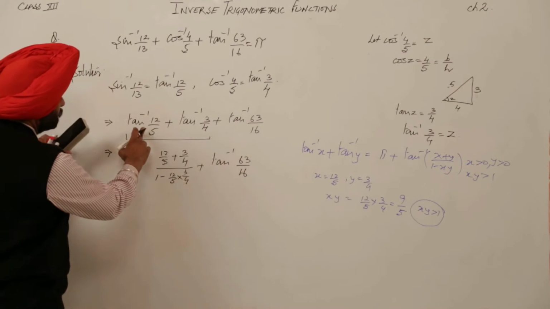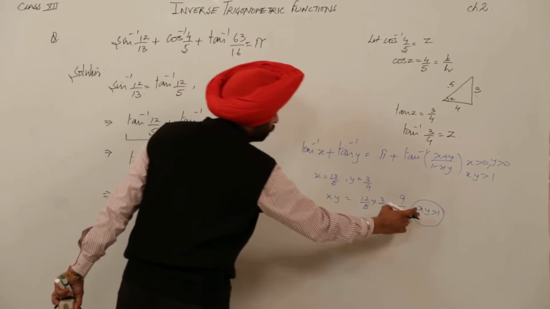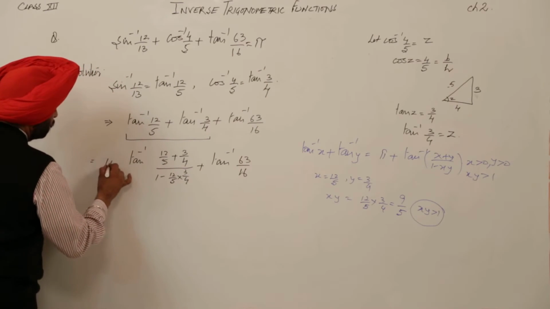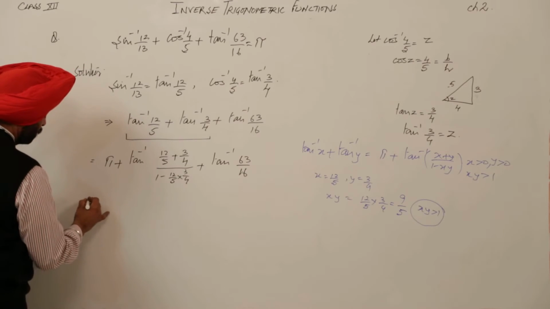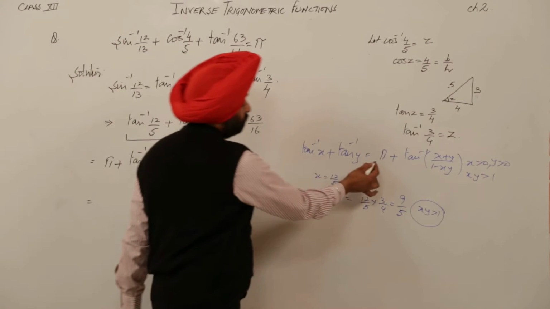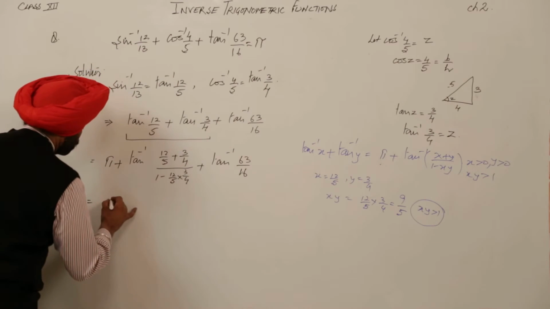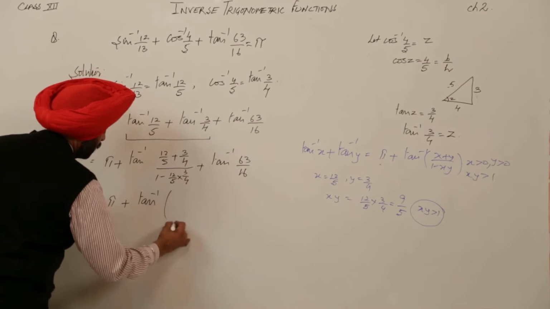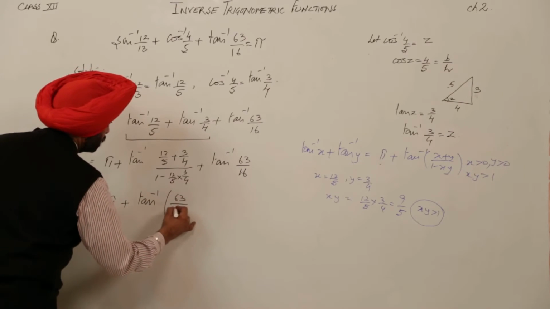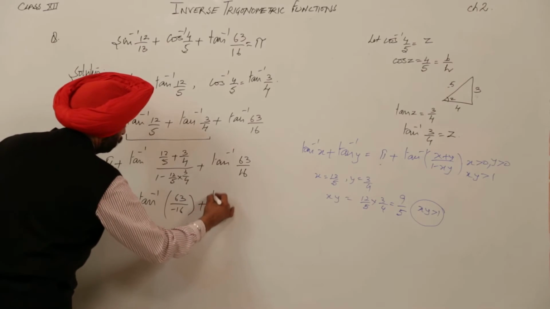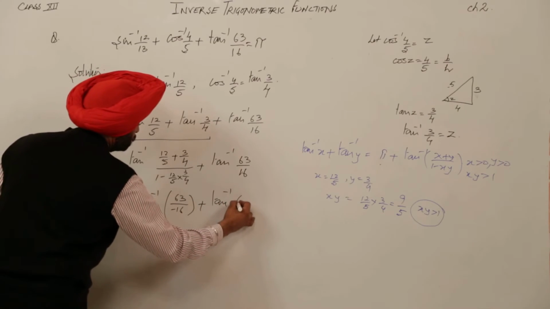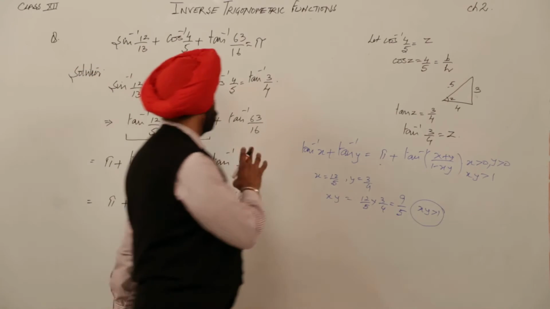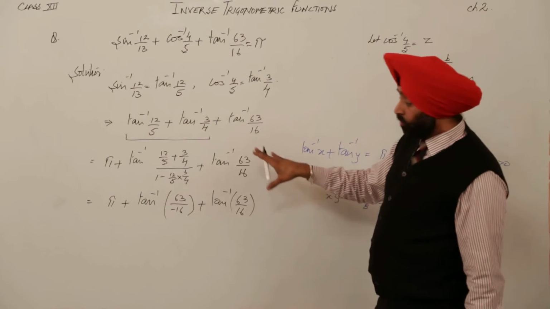So now when x and y are such that the product xy is greater than 1, what have I left? I have left pi here. According to our formula, it is pi plus this one. So after calculation, this becomes pi plus tan inverse 63 upon minus 16 plus tan inverse 63 upon 16. So easily you are going up to this part, but without writing a pi.